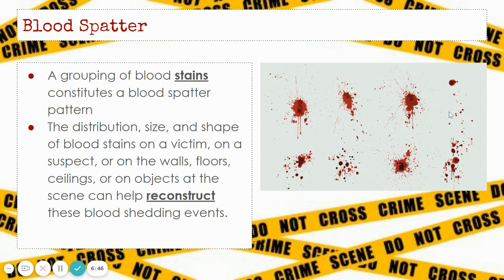The other type of analysis we can do with blood is called blood spatter. Notice it's spatter, not splatter. There's no L. A grouping of blood stains constitutes a blood spatter pattern. The distribution, size, and shape of blood stains on a victim, on a suspect, or on the walls, floors, ceilings, or on objects can help us to reconstruct any type of event that would cause blood to be shed.